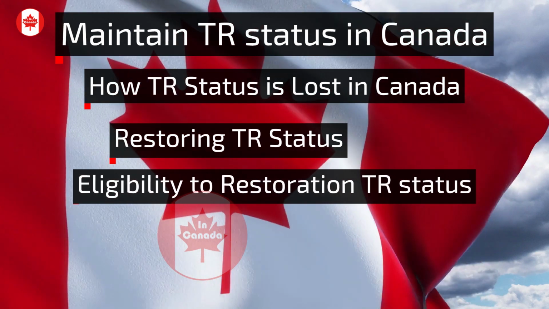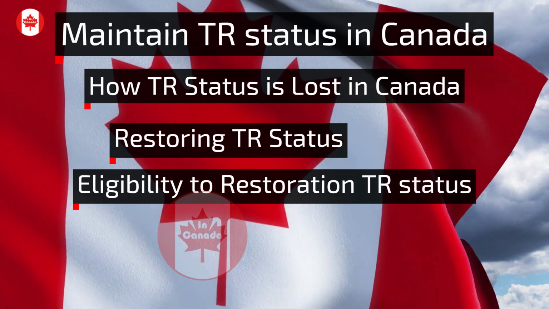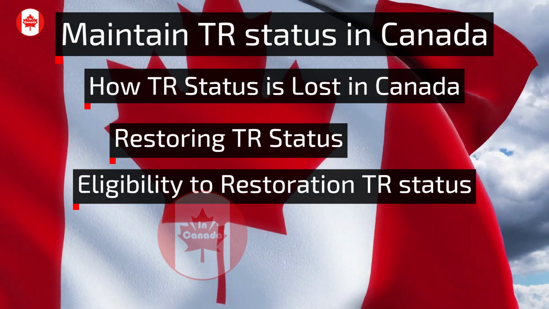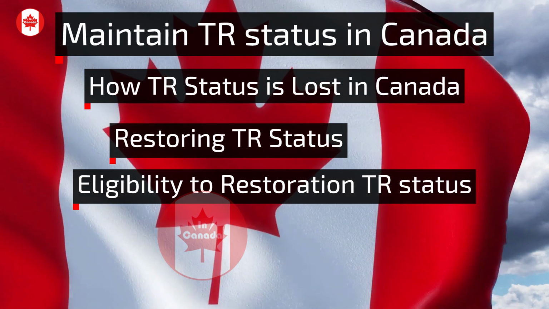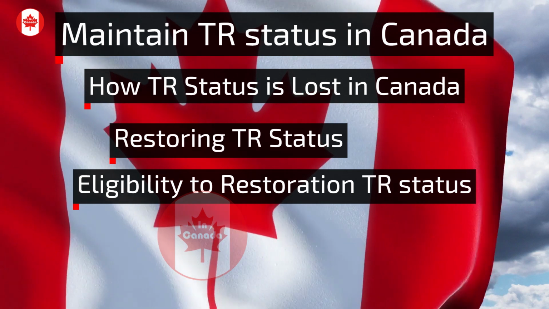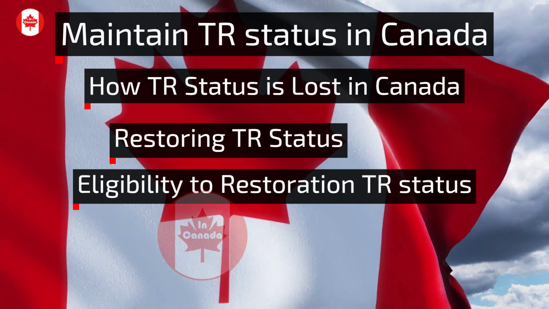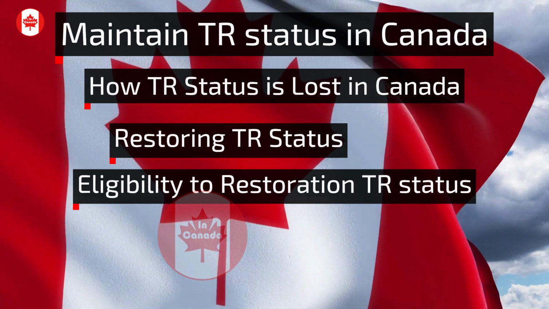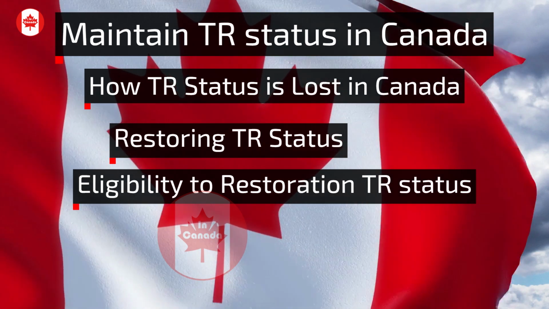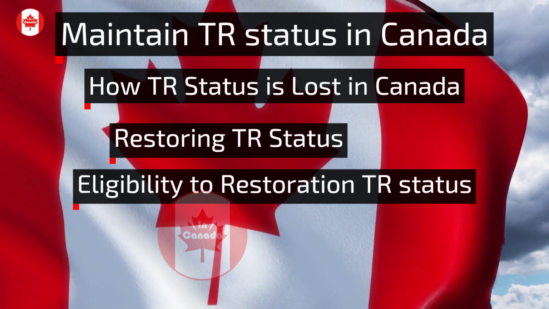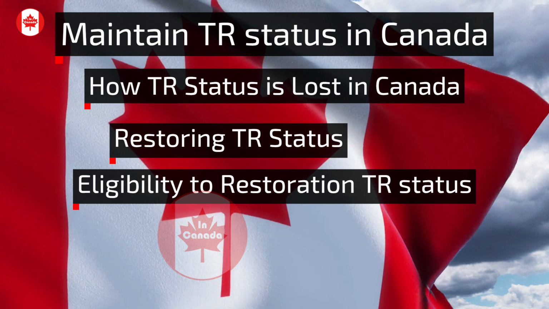Eligibility to restore TR status. Applicants must apply within 90 days of loss of status. Remain in Canada until a decision is made. Have not failed to comply with any condition imposed automatically by regulation, R183, or by an officer, R185, other than those stated below. Continue to meet the requirements of a temporary resident and the requirements of the work or study permit, as applicable. Have lost their status only because they remained in Canada beyond their authorized period.